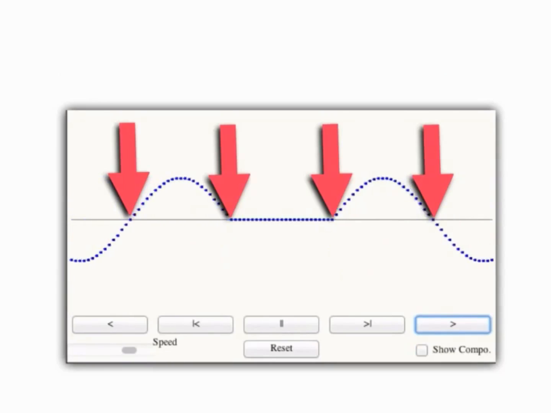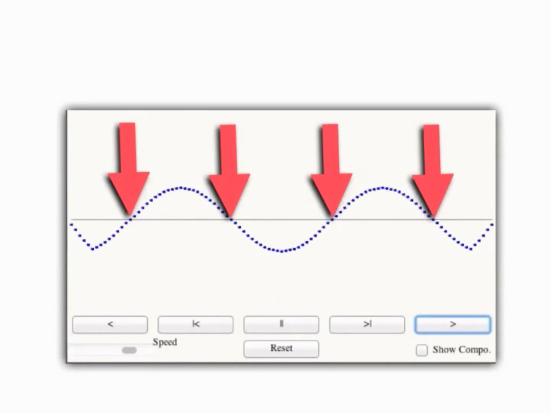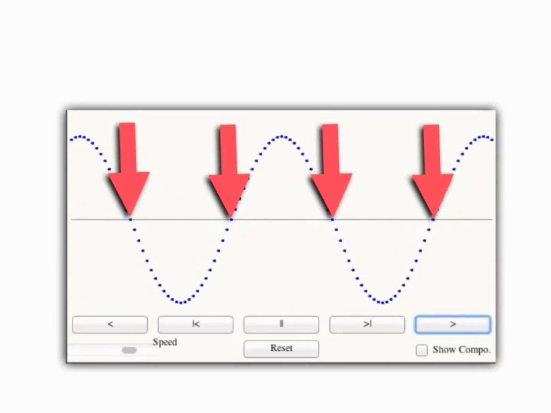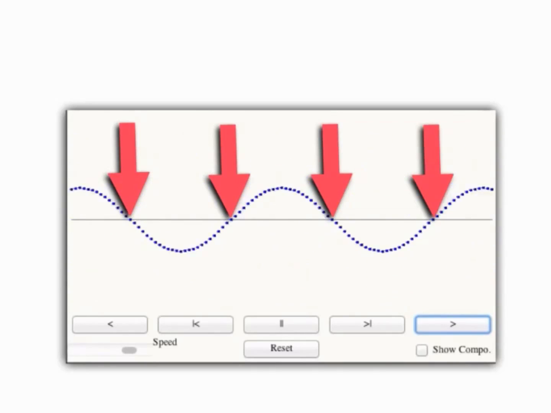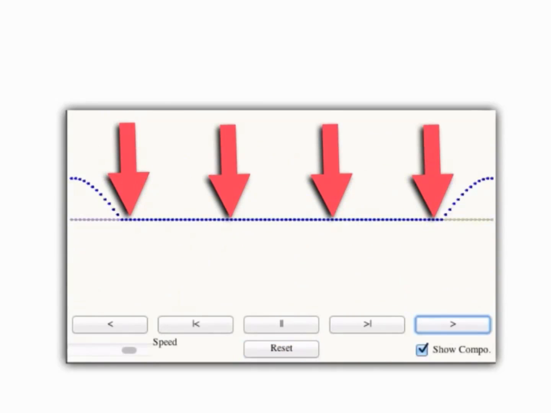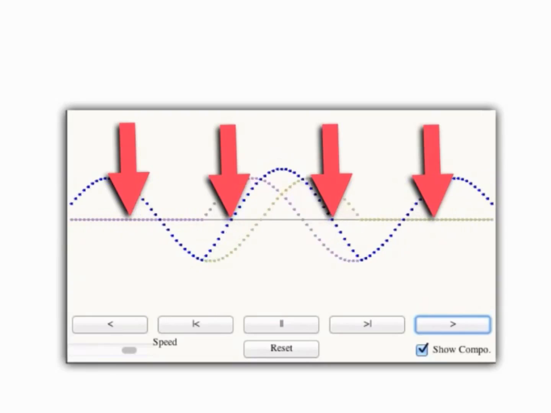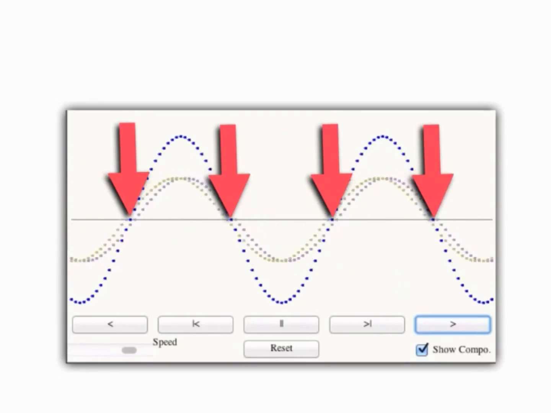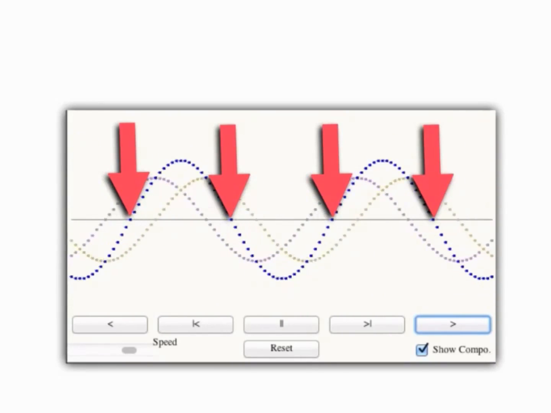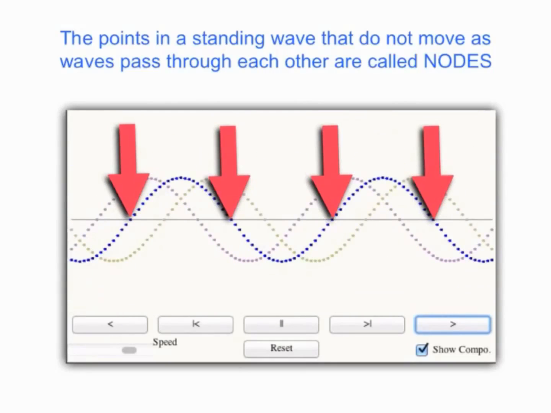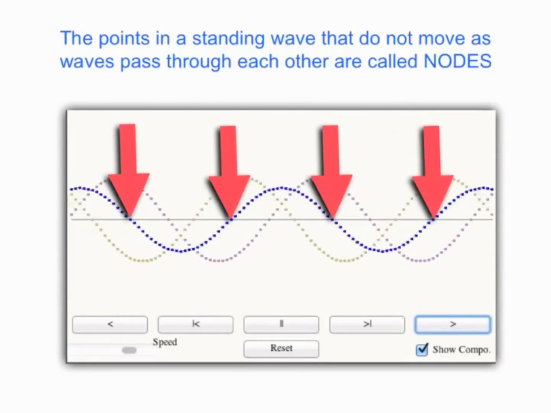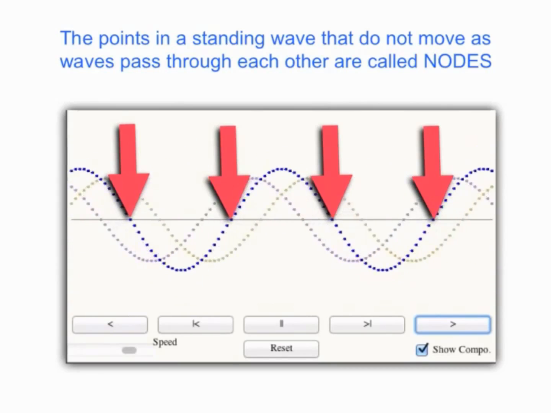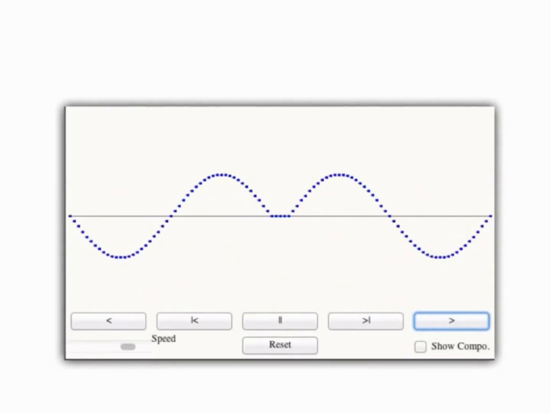Now, in standing waves, we have certain points that have names. So look at these red arrows. Look at the pattern of the standing wave, and notice that at the tips of the red arrows, it seems as if the medium is stationary. That's the visual effect. Let's look at that again. The waves hit each other. We're seeing the background waves this time, the standing wave that seems to stay in place, and the red arrow points appear fixed. The points in the standing wave that do not move as waves pass through each other are called nodes. That's just the name for them.